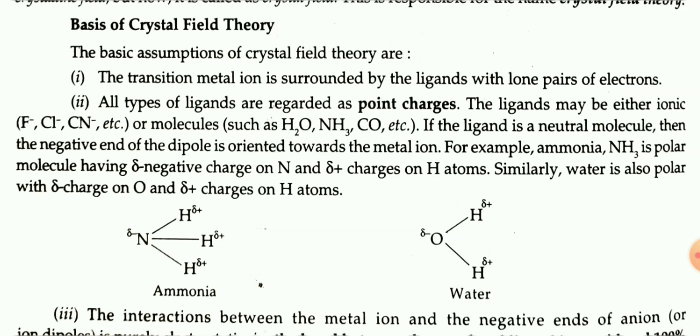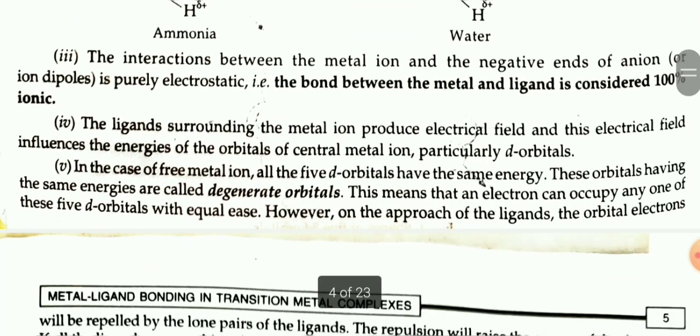For example, ammonia NH3 is a polar molecule having δ- charge on N and δ+ charge on H atoms. Similarly, water is also polar with δ- charge on O and δ+ charge on H atoms. Third, the interaction between the metal ion and the negative ends of an ion is purely electrostatic. That is, the bond between the metal and ligand is considered 100% ionic.